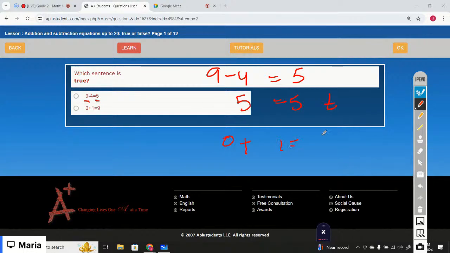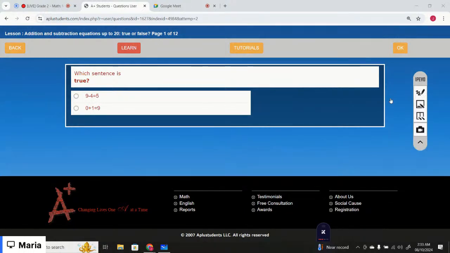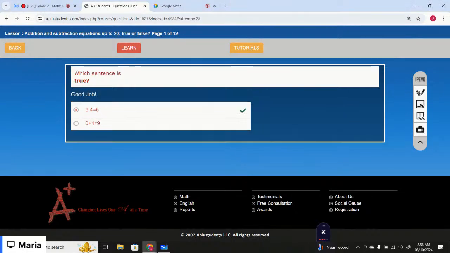Just look at the second one. 0 plus 1 equals 9. Just add, 0 plus 1 is 1 and 1 is not equal to 9. Got it? So the correct option is the one that has both sides exactly equal. That is the true. So option number 1 is the correct option. That is 9 take away 4 is 5.